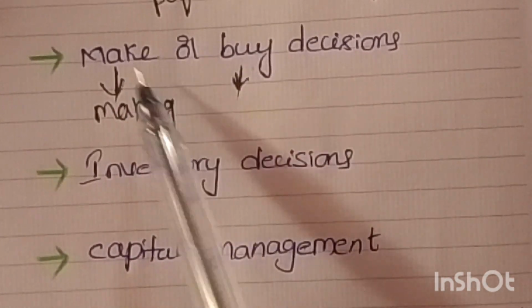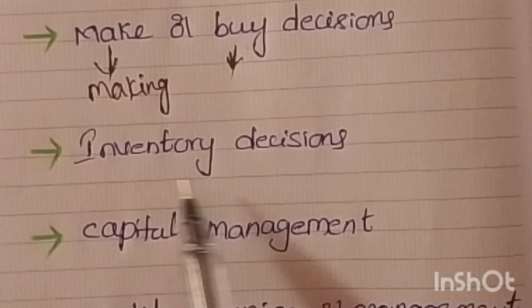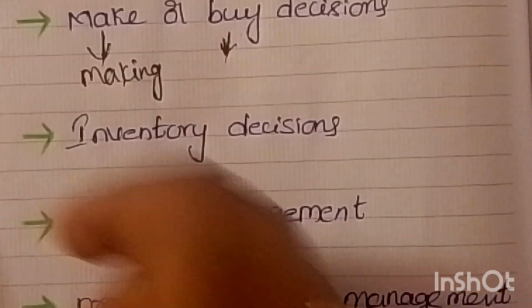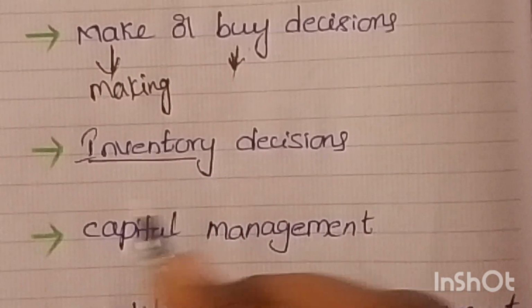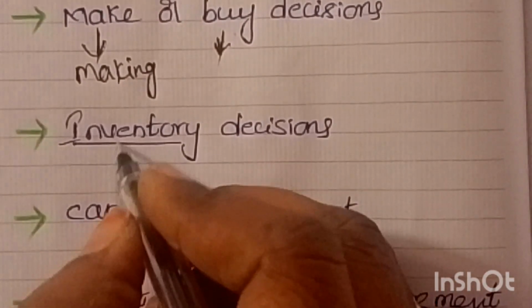Okay, that is it. And next coming to the inventory decision. So what is an inventory? Inventory means stock of goods.